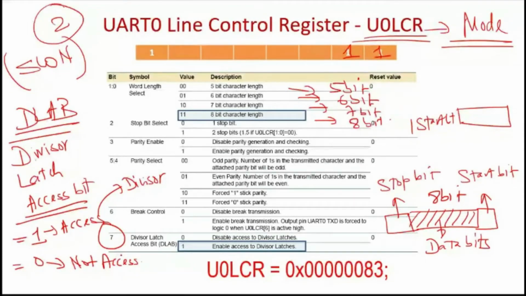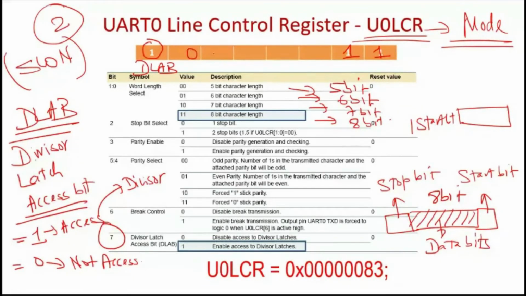Since we need to access the divisor, why should I access the divisor? Because I am yet to set the baud rate. So I have to make that particular bit a 1. So the 7th bit is a 1. It is this one, the DLAB bit.